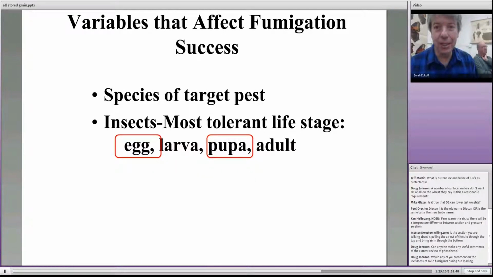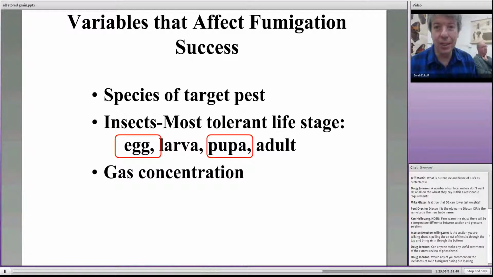And this really has to do with how much they're breathing air compared to the larva and the adult. The larva is the feeding stage, and it's busy eating grain and breathing and doing all sorts of stuff, as is the adult. The egg and the pupa are not breathing very much. They are breathing, but these are the ones we need to get at with the fumigant.